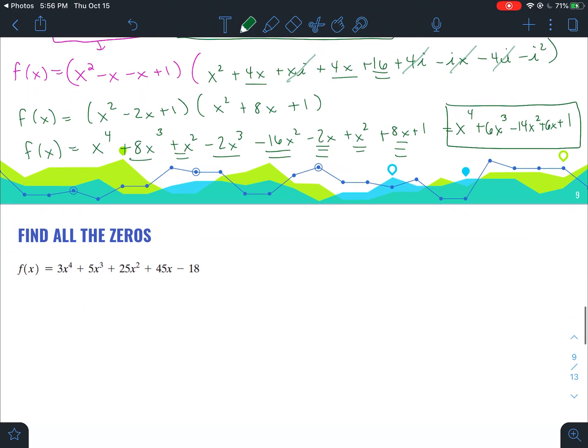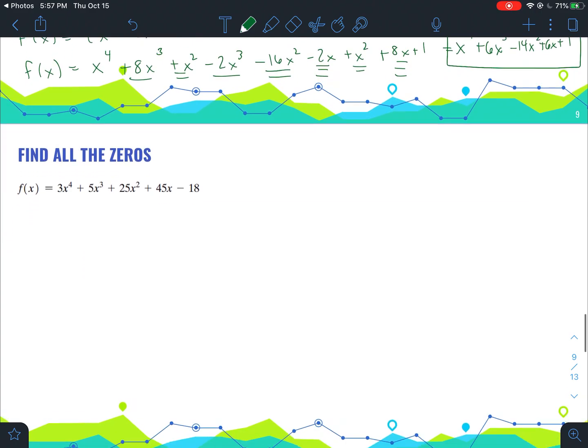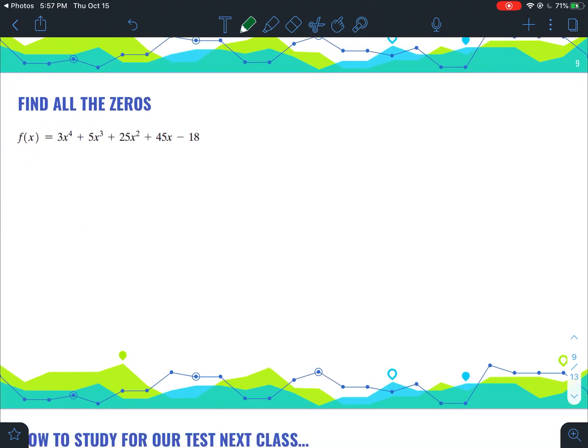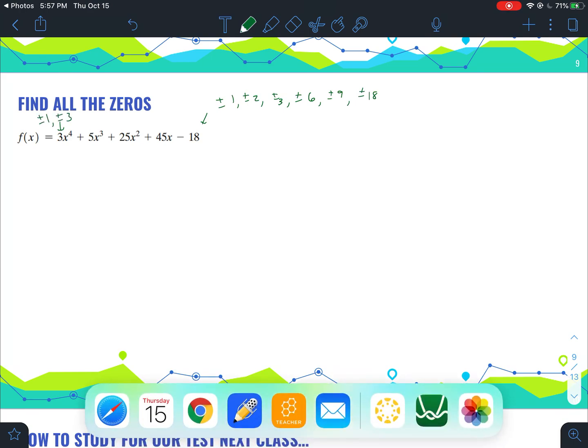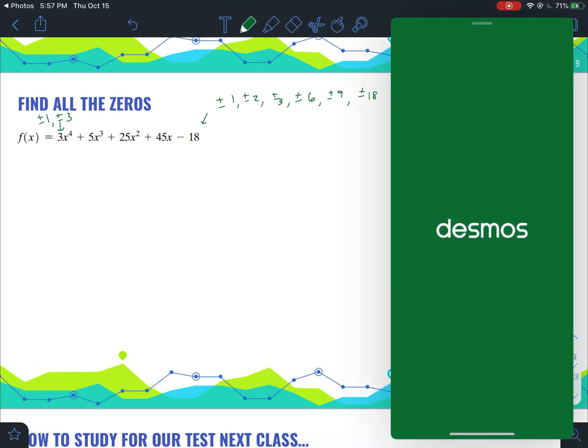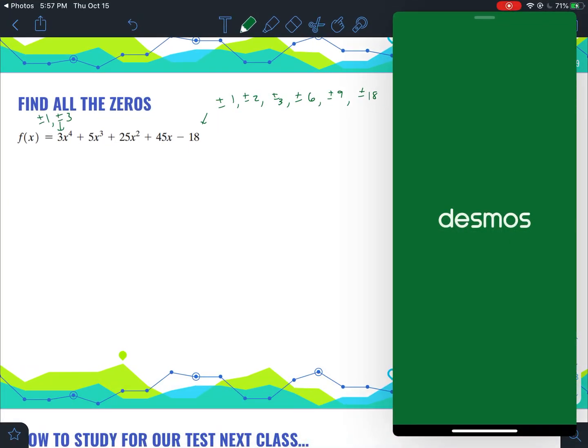and negative 4 minus i. All right, if we wanted to find all of the zeros of a polynomial function, we would have to find one zero first. And so remember from the rational root theorem, we could do all of the factors of negative 18, so plus or minus 1, plus or minus 2, plus or minus 3, plus or minus 6, plus or minus 9, and plus or minus 18, over all of the factors of the leading coefficient, so plus or minus 1, plus or minus 3. I will not make you do that by hand, so let's go on Desmos and find all of our zeros.